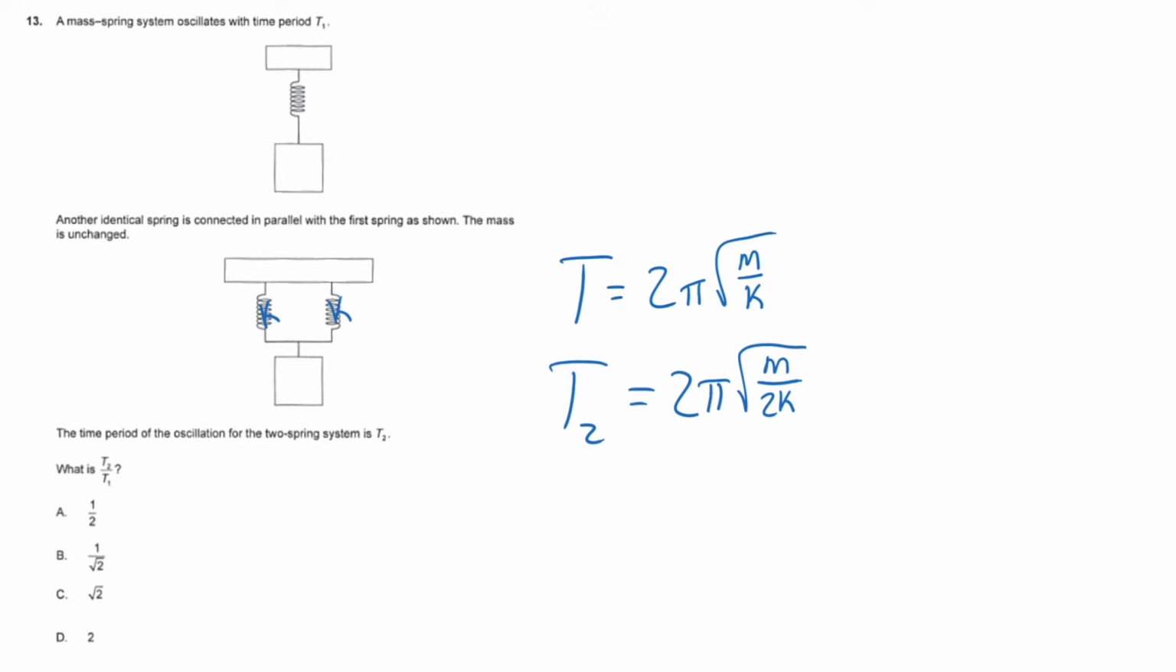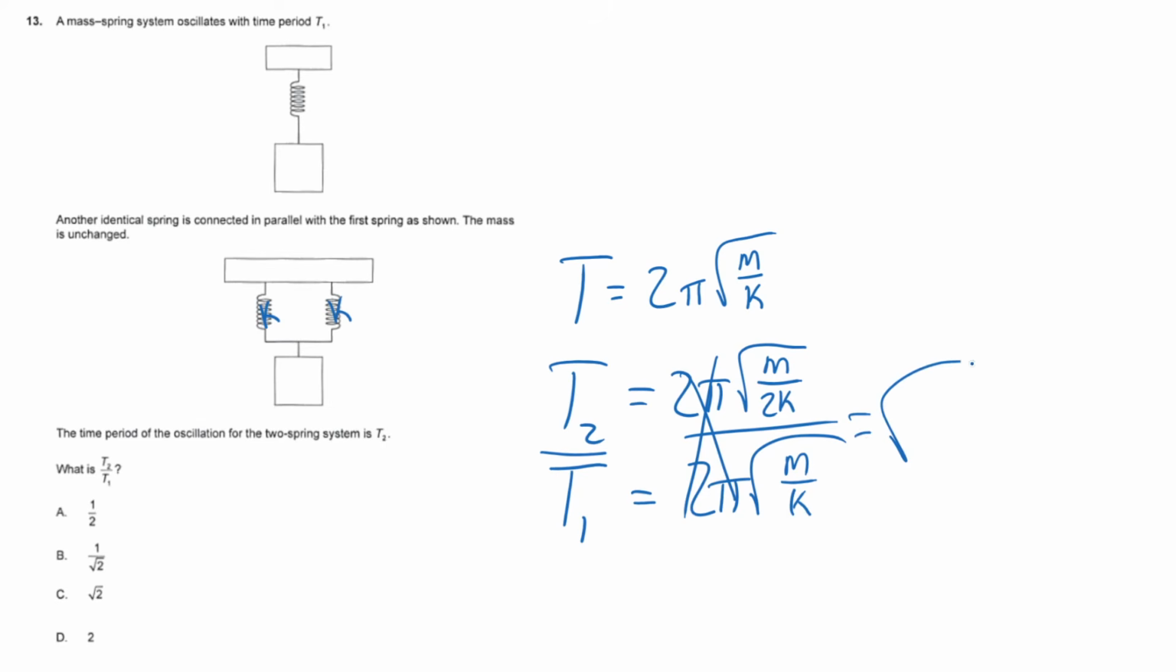So now let's compute T sub 1. It is m divided by k. Everything is normal. So if we take the ratio, right, we just divide, the 2 pi's are going to cancel, and we're going to be left with the square root of 1 divided by 2, or in other words, 1 divided by the square root of 2. So the final answer is B.